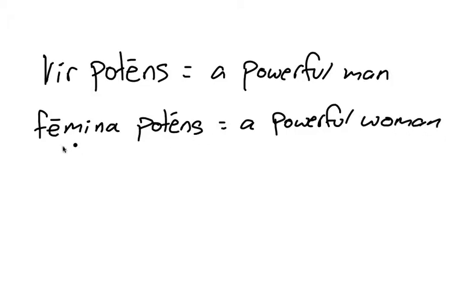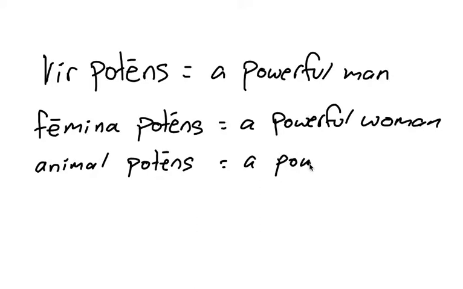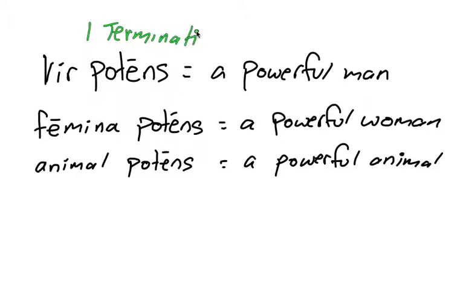And if I wanted to say a powerful animal, right? Animal is neuter. I would say animal potens. Okay, since potens is one termination, it has the same form, same ending, for masculine, feminine, and neuter.